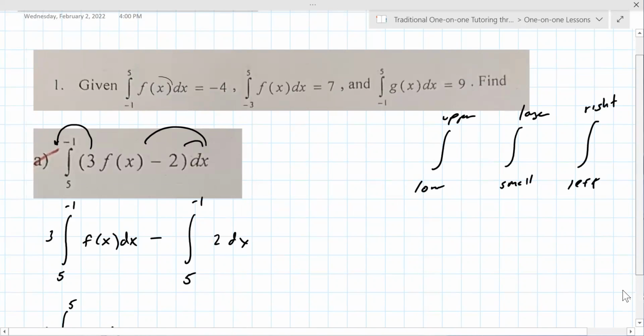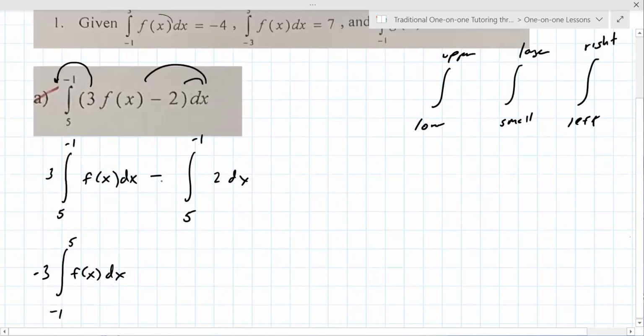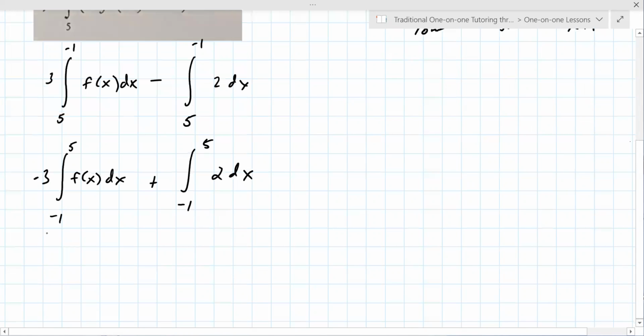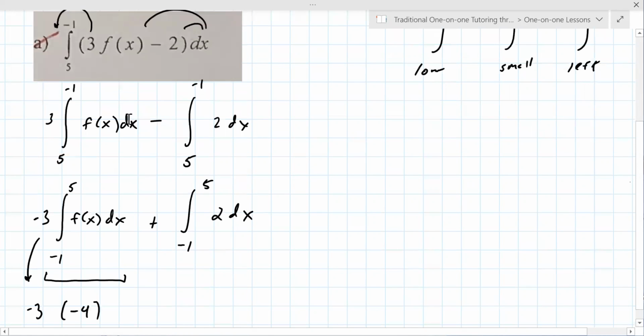But when you switch the order of the bounds, and you should do that, you have to change this sign. So this becomes plus the integral from -1 to 5 of 2 dx. Okay. Right. Now you could have done that from the beginning, but we did it here. So now this first part, not the -3, the -3 comes down, this first part is -4. That's given. That's this given up here.